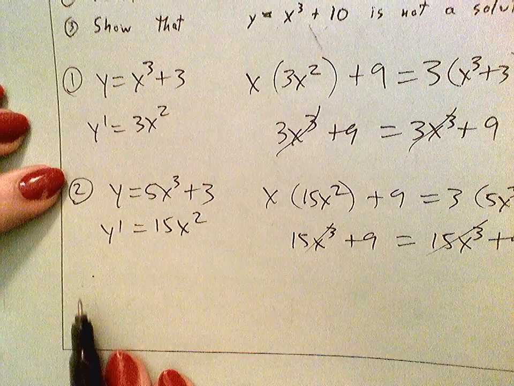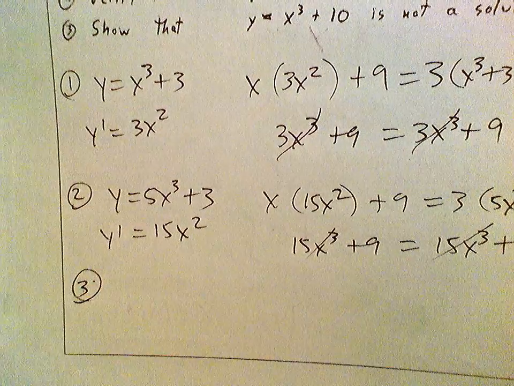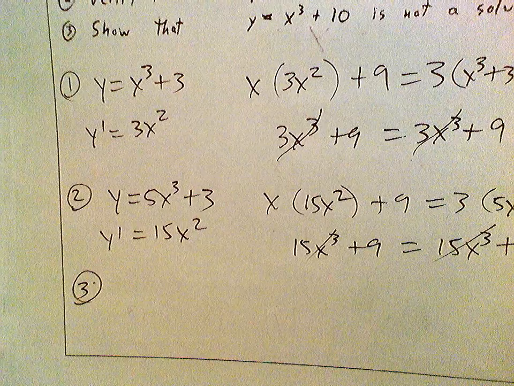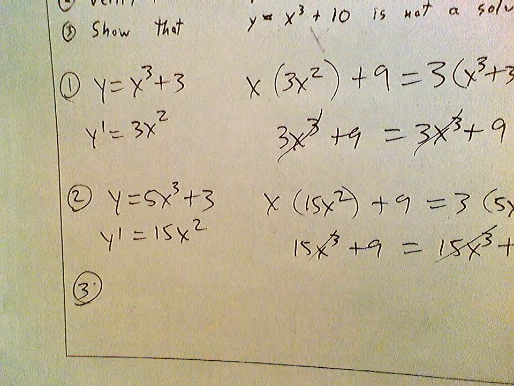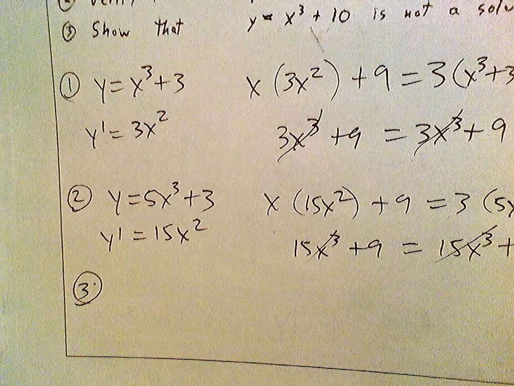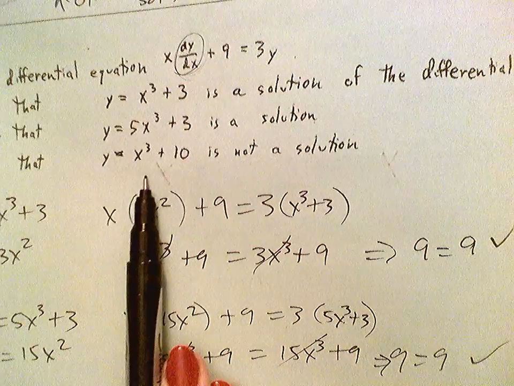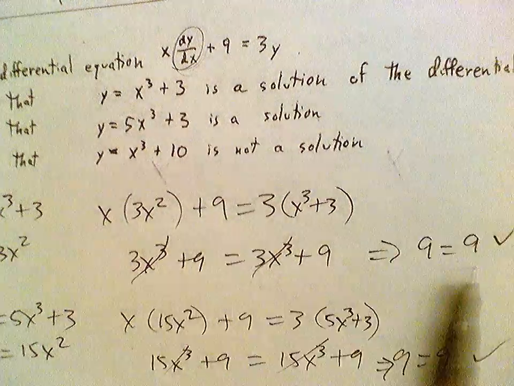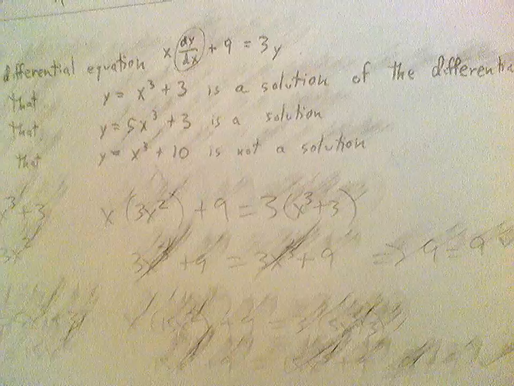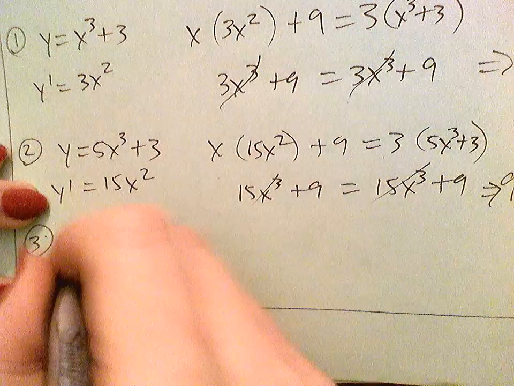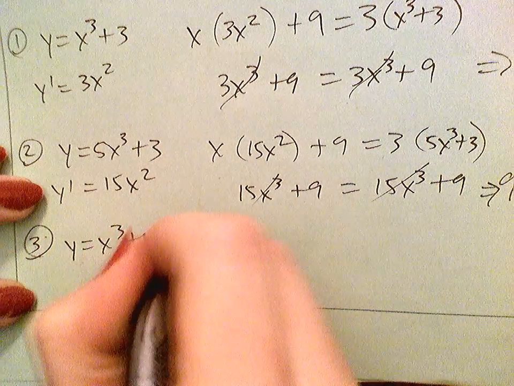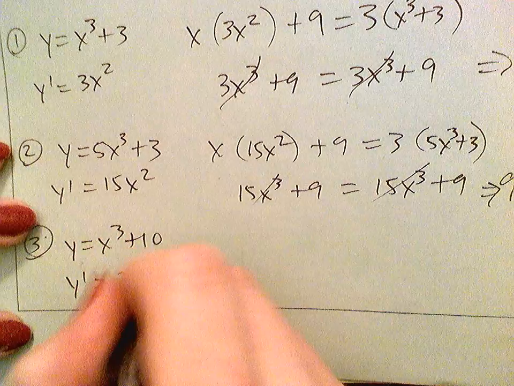Now number 3, we're going to show that it's not a solution. All right, and really I should probably be explaining why at the end, but we'll work on that at another time. So we're going to show that this one is not a solution. We're going to do the same thing, and if we end up with a contradiction instead of a tautology, then we will have shown it. So y is equal to x to the third plus 10. Y prime is 3x squared.